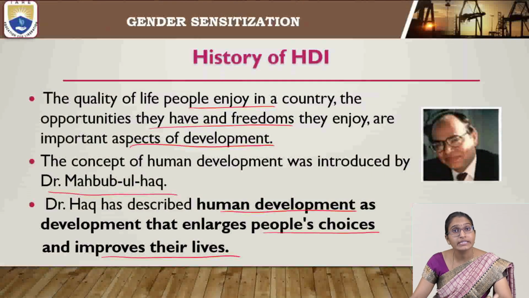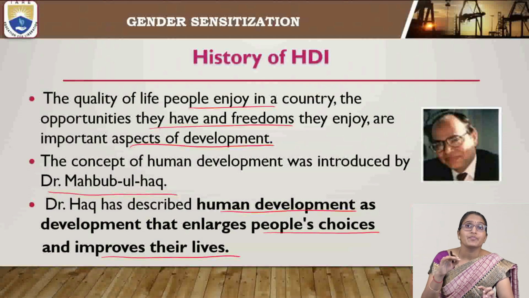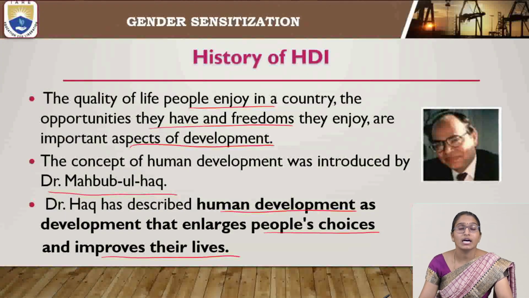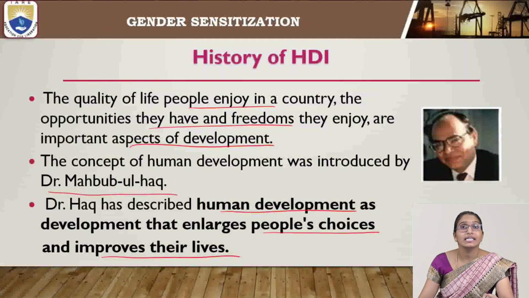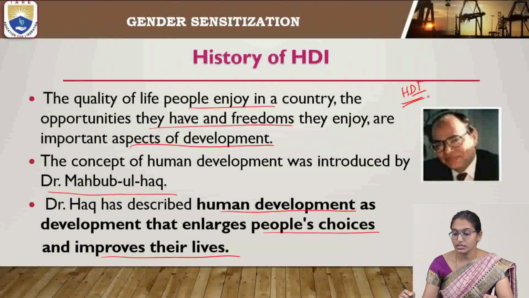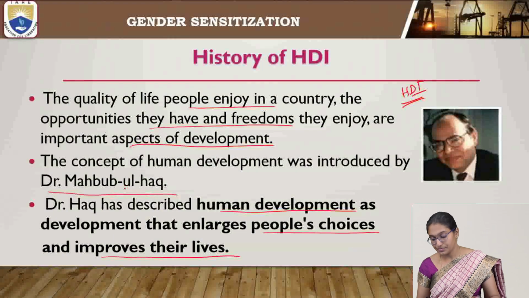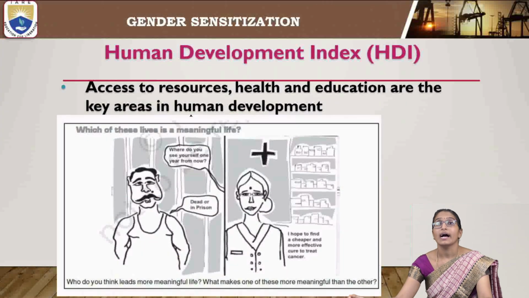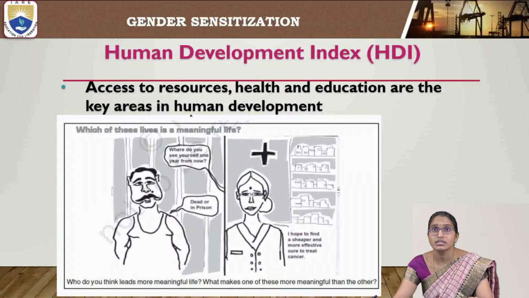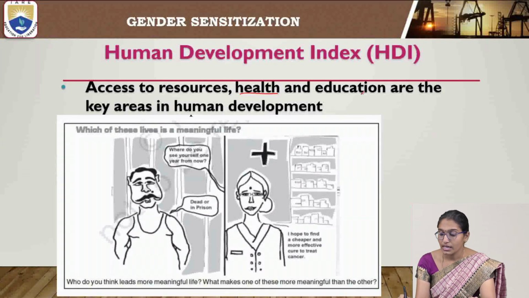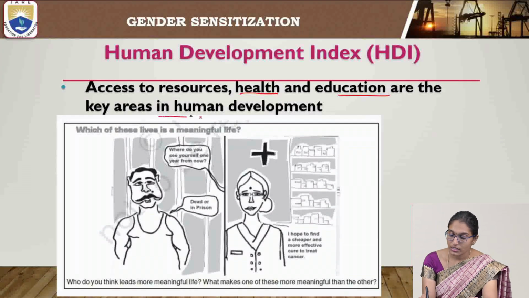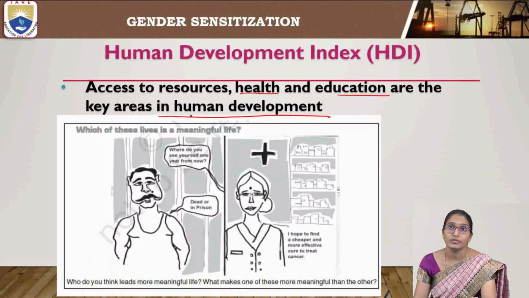The index which describes how humans are developed, given resources and choices, is the Human Development Index. This was first given by Dr. Mahbub ul Haq. The choices can be access to resources, and health as well as education are the key areas of human development.